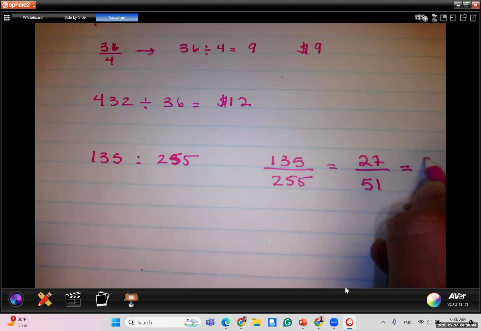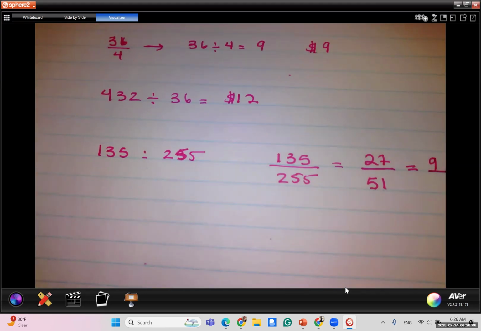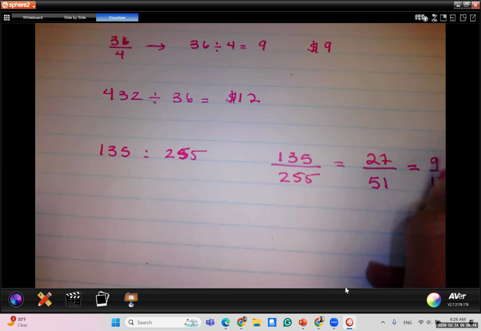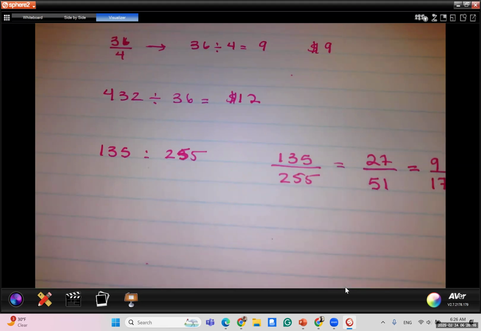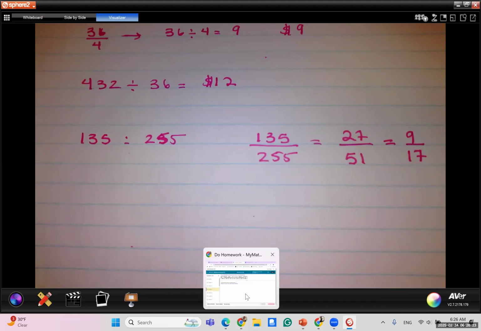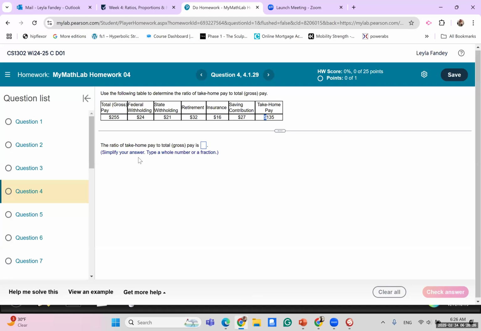27 divided by 3 is 9. Okay, and then 51, and I do some of this in my head, but you guys are welcome to use a calculator. 51 divided by 3 is 17. And 17 is a prime number, which means we can't really simplify anymore. So that is your final answer, which means that if you were in math lab, take a look. It says simplify your answer. So if you put that original 135 to 255, it will mark you wrong. So you do need to keep simplifying and use the simplified answer for your homework and quiz questions.